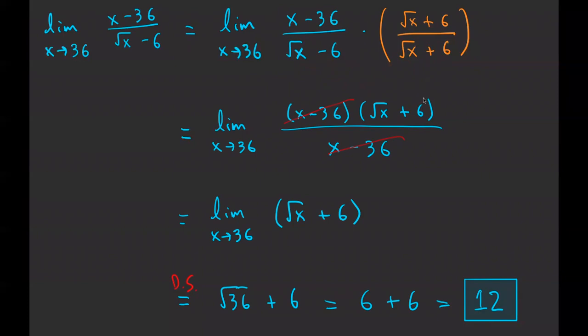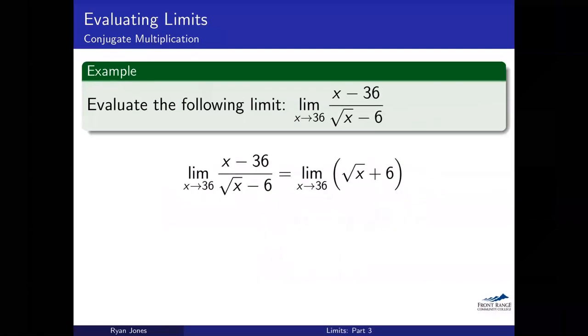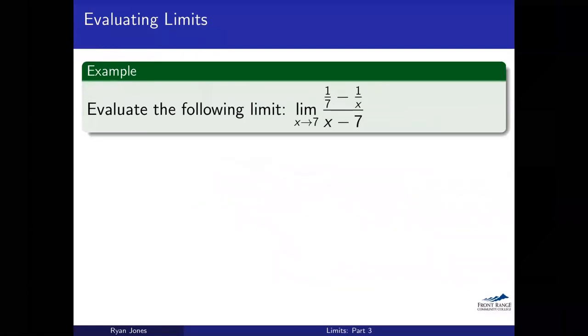So there we go. There's a second example on conjugate multiplication. Let's go ahead and move on to another type of sort of limit magic that we'll do. And here's this limit here. So here's my question to you.